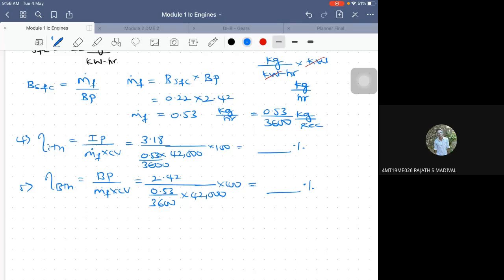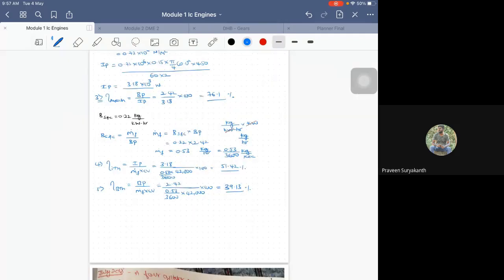Give me the values of indicated thermal and the brake thermal. 51.42%. Very good. Brake thermal is 39.13. Just check the values. If you get the same value, just raise your hands. Let me see how many of you are doing the problems. Okay. Only three.